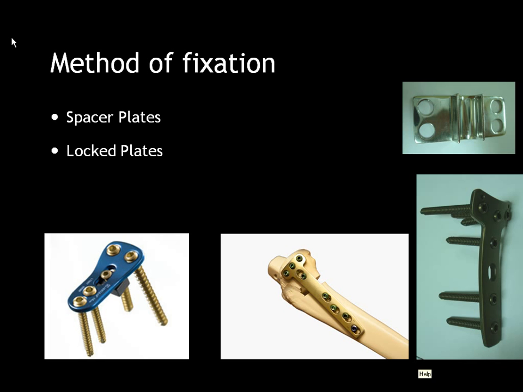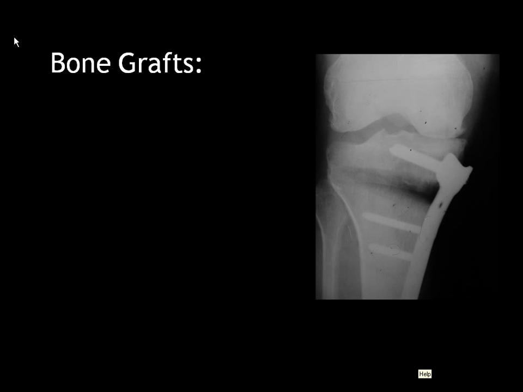We didn't go to the locked short ones, and we had a reasonable number of complications with the short spacer plates, and this is completely plummeted when we started using the locked T-plates. The complications of lateral hinge breakage, intra-articular fractures, loss of correction, all of these have almost gone once you start using the locked T-plates. What about bone grafts?